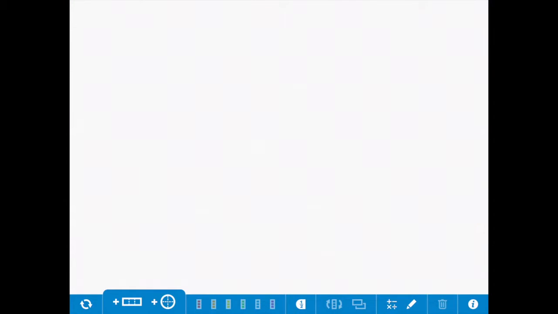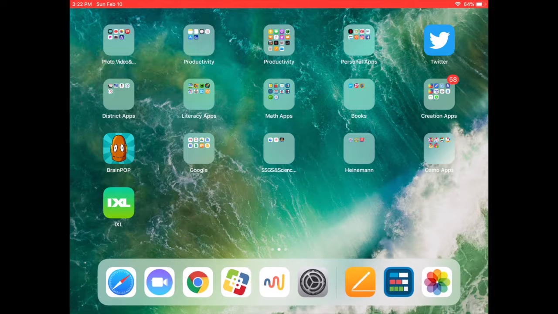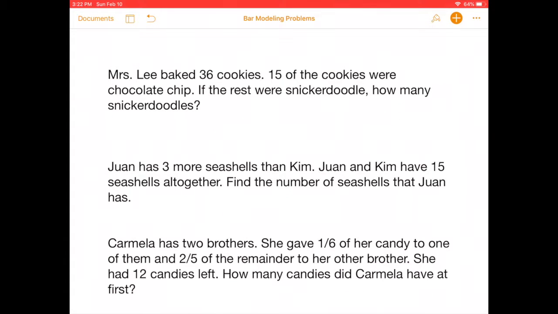So if we were going to look at using this for a bar model problem, what I've done is on pages I've brought up the first problem, for example, if we were to solve this using a bar model. Mrs. Lee baked 36 cookies. 15 of the cookies were chocolate chip. If the rest were snickerdoodle, how many snickerdoodles are there?